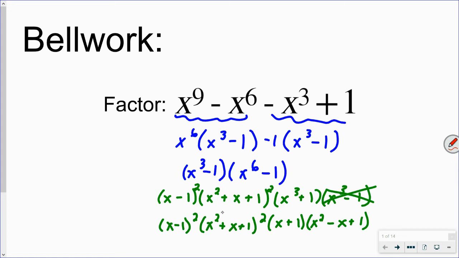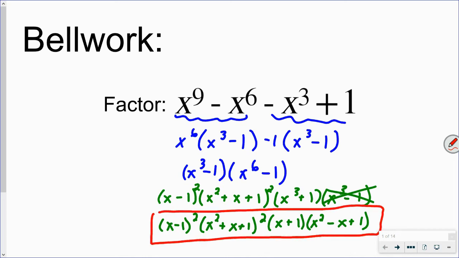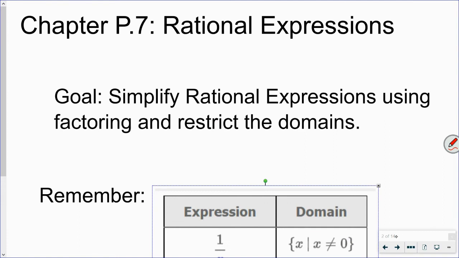Okay, so in this one, we actually have 2, 3, 4, 5, 6 factors in that whole thing. Okay, so be comfortable with grouping, difference of squares, and sum and difference of cubes.